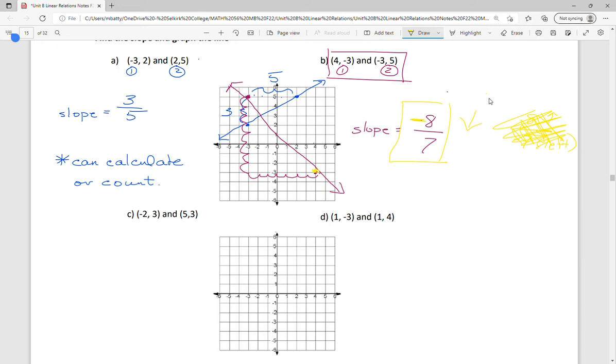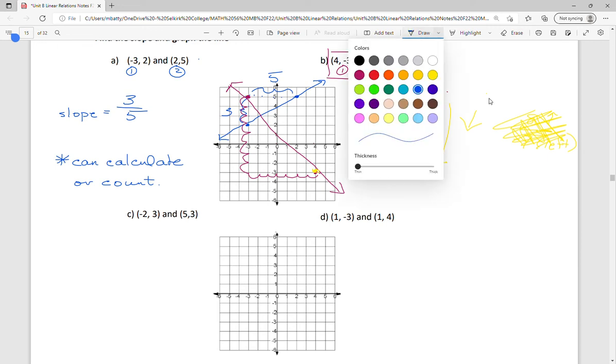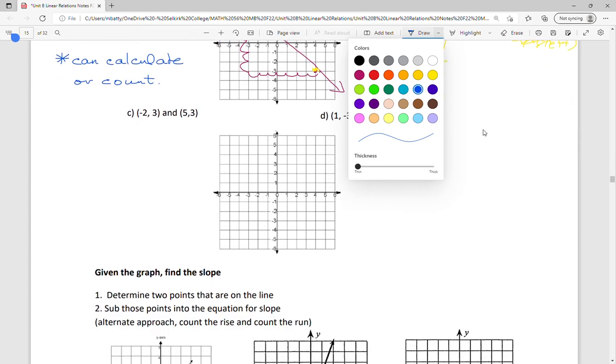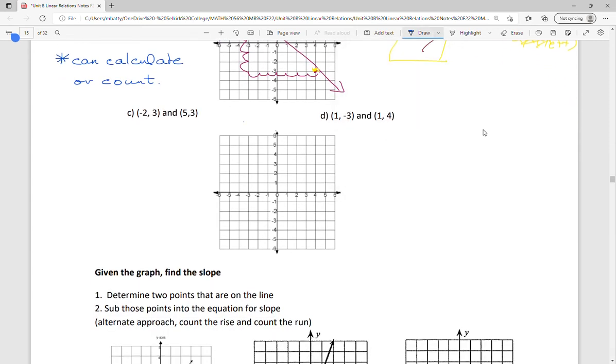So trying the last ones, and we did a little bit extra work on the other page. You could calculate with these 2 points, or we can put them on the graph. So we've got -2 and 3, and we've got 5 and 3. The slope of that is 0. That's a horizontal line. If you were to calculate it, it's going to be 0 over a number. And that's a horizontal slope.